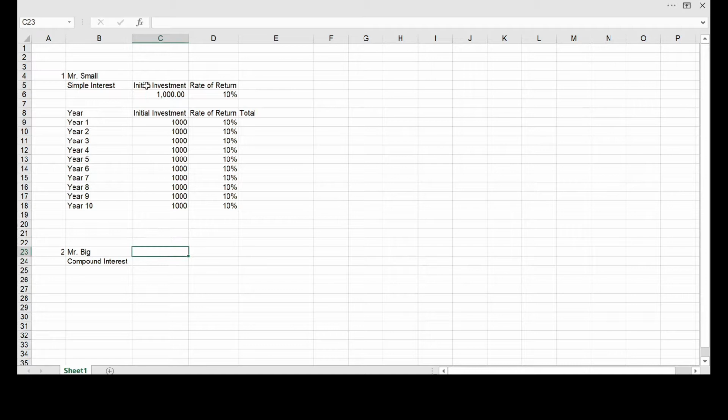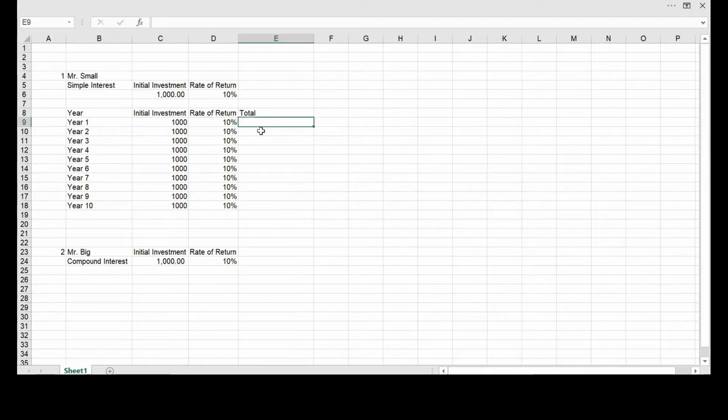Now, what we'll do is that we shall create the same amount of initial investment and rate of return for both of them, so that we compare apples to apples. For Mr. Small with simple interest, we shall compute it for 10 years. Here you go. Investment is $1,000. The rate of return is 10%.